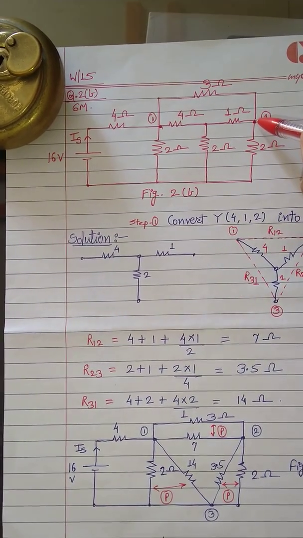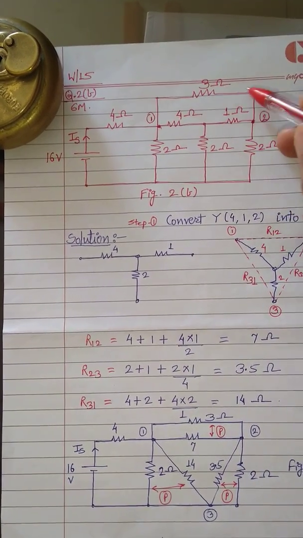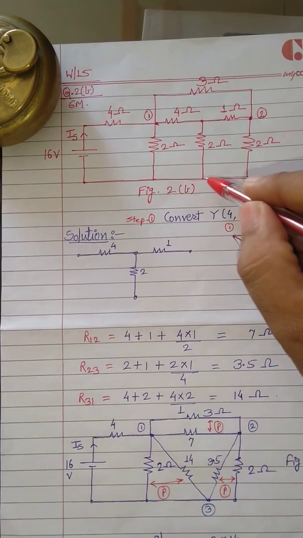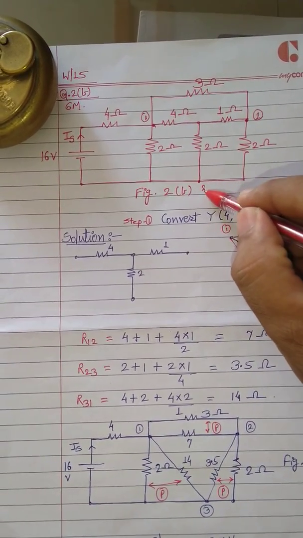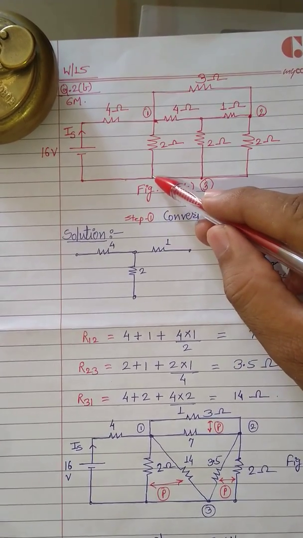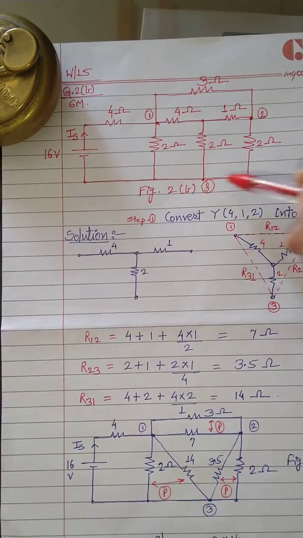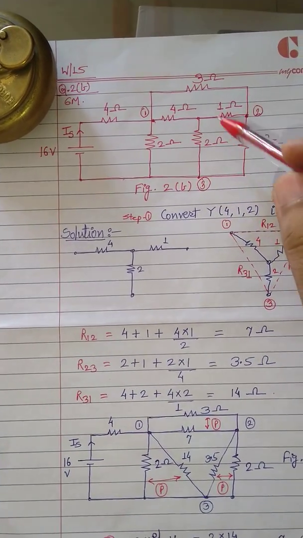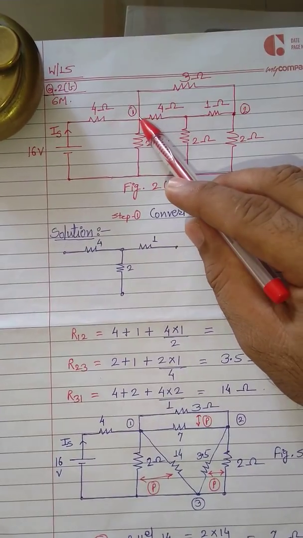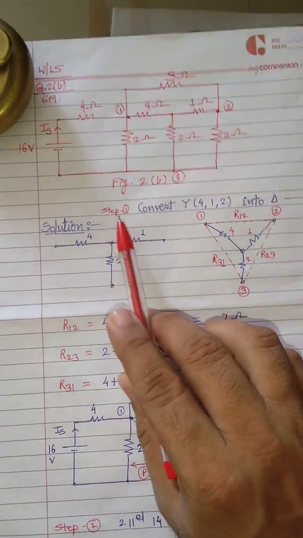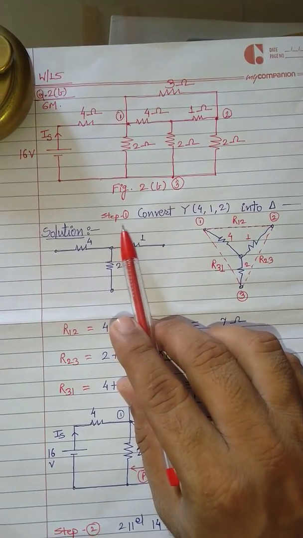Again at this node there are 3 elements connecting: 3 ohms, 1 ohm and 2 ohms, and last is node 3, that is this one, where again you see the negative terminal of supply source, and this 2 ohm and this 2 ohm are terminating. So this is node 3. So we have selected the star connection as node 1, node 2, node 3. So let us solve step 1.